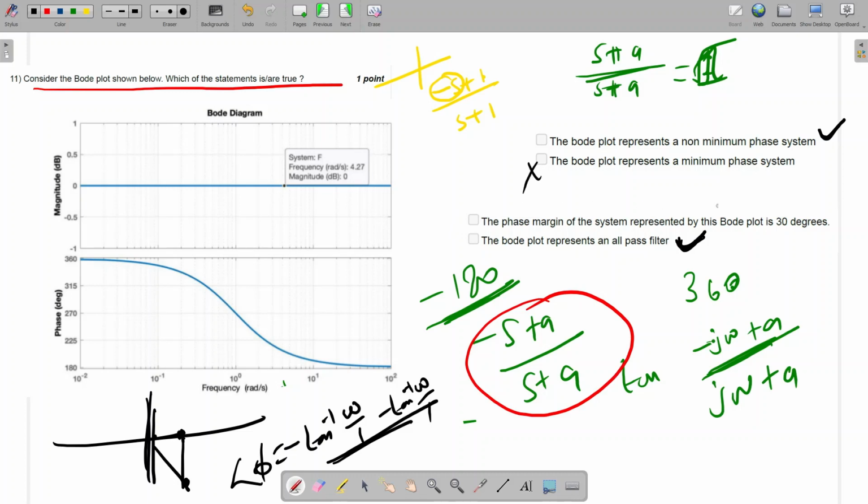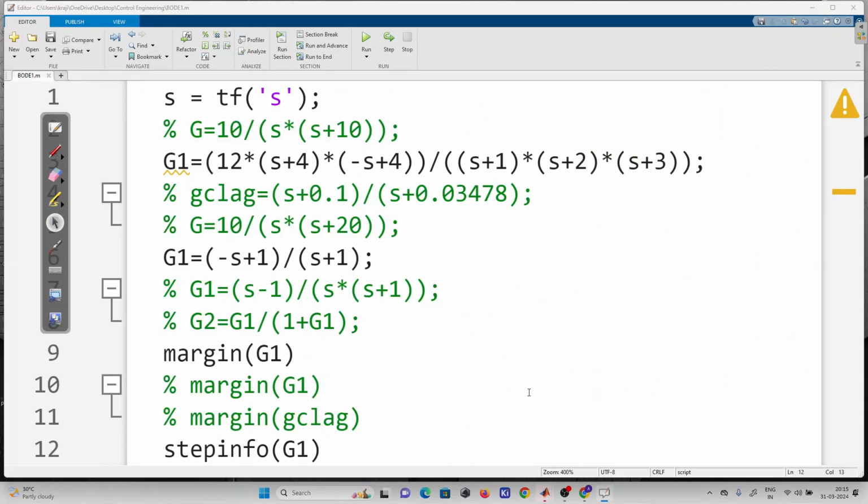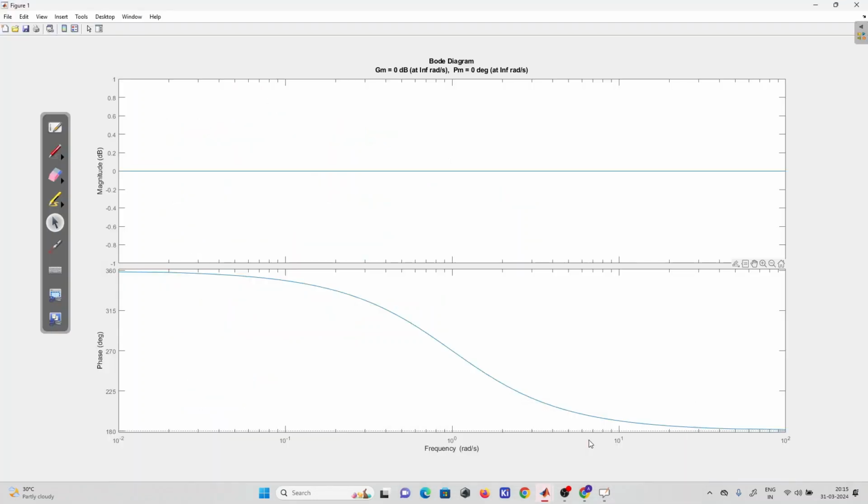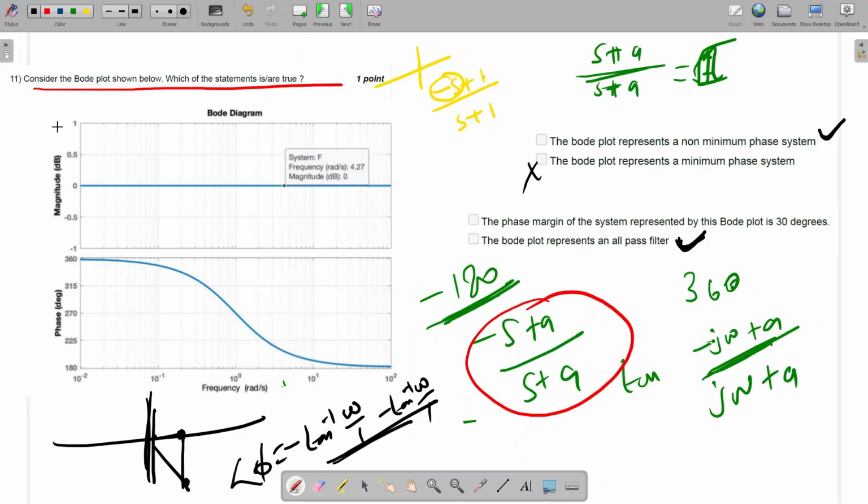And the phase margin of the system is 30 degree. No, what you have seen for the phase margin here? One second. Phase margin, how much? We are getting 0 at infinity radian per second. Okay. So is it clear up to now? This was the last question. If any doubt is there, you can ask.